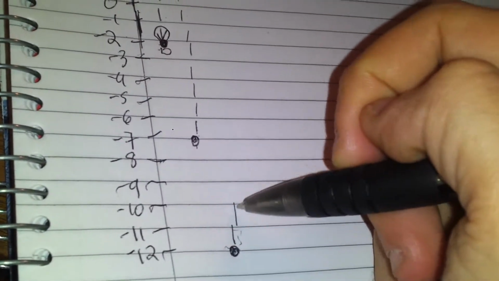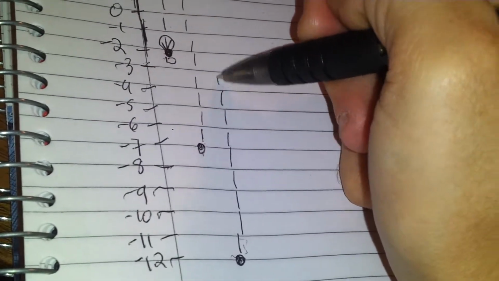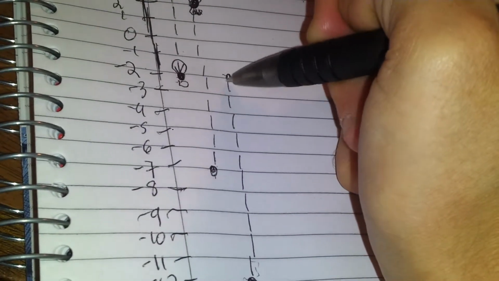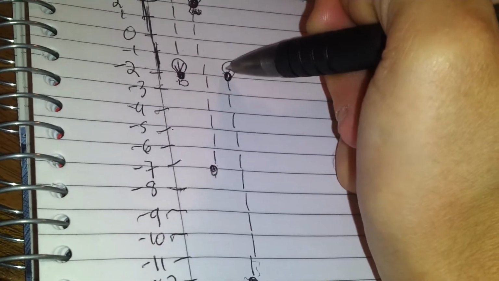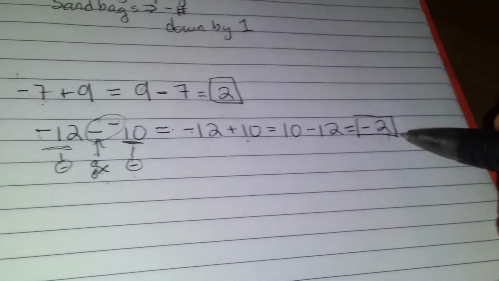So what's going to happen when I cut off those sandbags? Well, my hot air balloon will go back up again. 1, 2, 3, 4, 5, 6, 7, 8, 9, 10. That brings me back to -2. This is the new position of my hot air balloon, just as I predicted when I did the math.